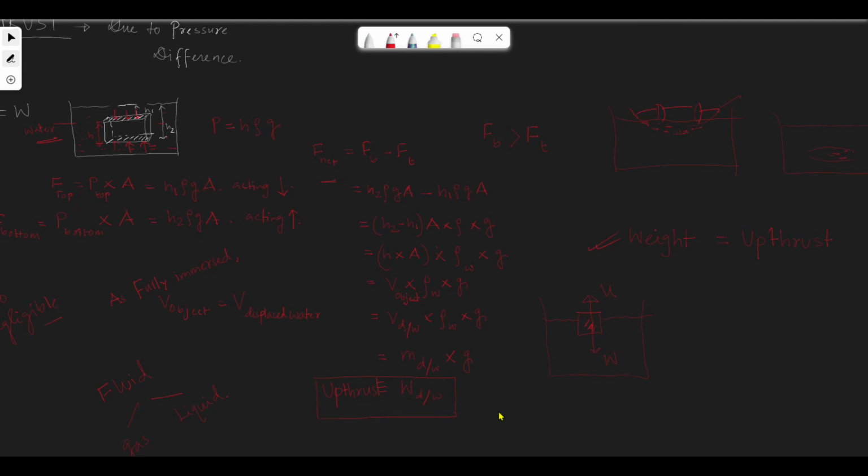So these are the examples of upthrust. I hope you understood what upthrust actually is. It is just the pressure difference.